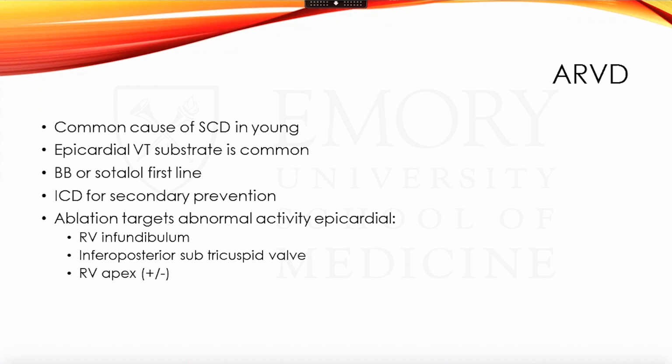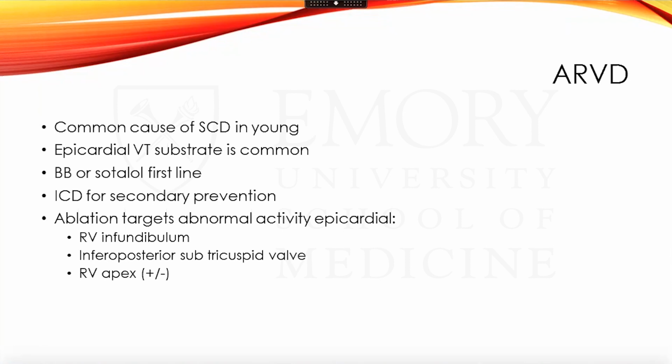The ablation targets for ARVD are pretty interesting. ARVD does not tend to be a diffuse process in terms of arrhythmia localization. It usually will localize to the RV infundibulum, so that's kind of like the outflow tract, the infraposterior tricuspid valve, specifically the subvalvular space underneath, and the RV apex.